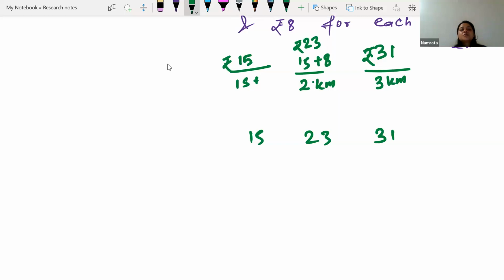Yes, ma'am. The difference between 15 and 23 is 8. The common difference between 23 and 31 is 8. So obviously it's in arithmetic progression, right? Yes, we can say it's in arithmetic progression. And why is it in arithmetic progression? Because we have a common difference of 8. That's why it's in arithmetic progression.